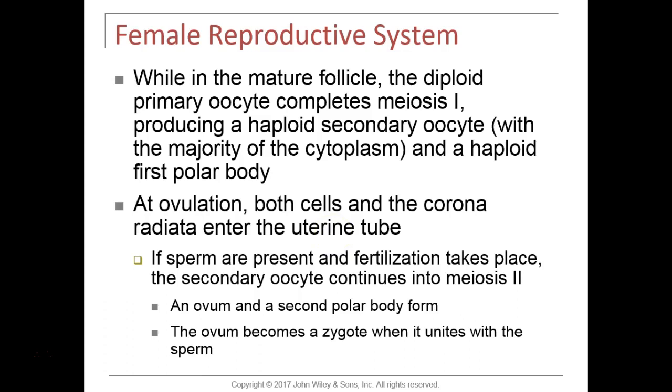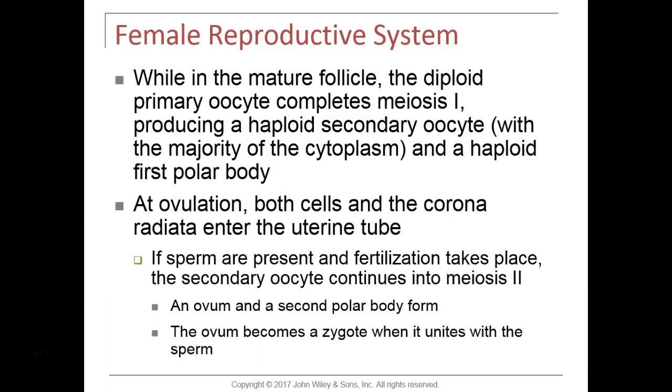If sperm cells are present in the female reproductive tract, the sperm cells will swim up into the uterus, and 50% of them go up the right uterine tube and 50% go up the left uterine tube. And only one of those uterine tubes typically will have a secondary oocyte coming down the tube. But fertilization typically takes place in the fallopian tube.